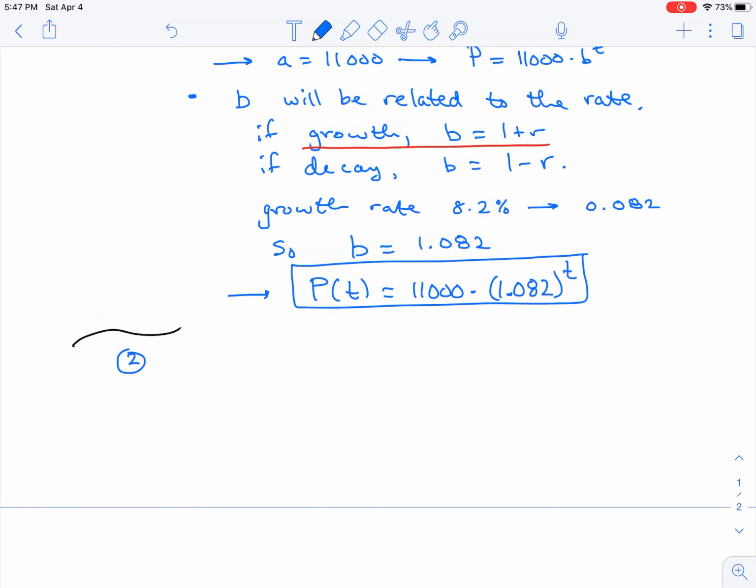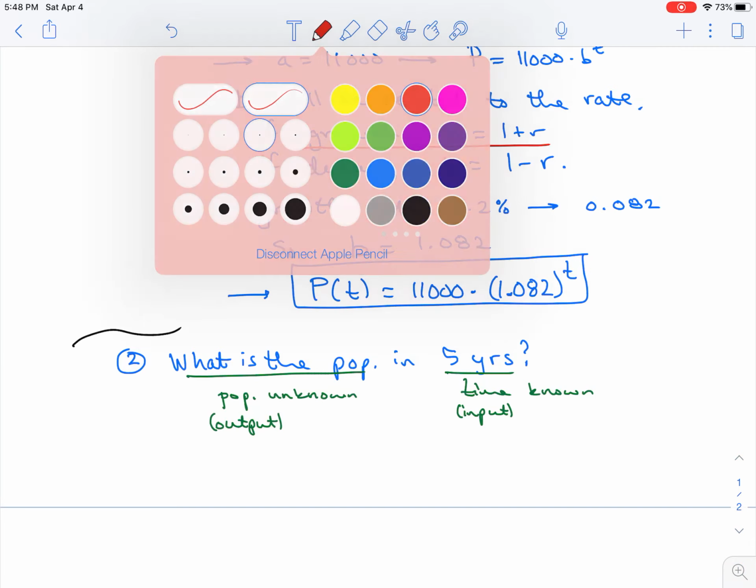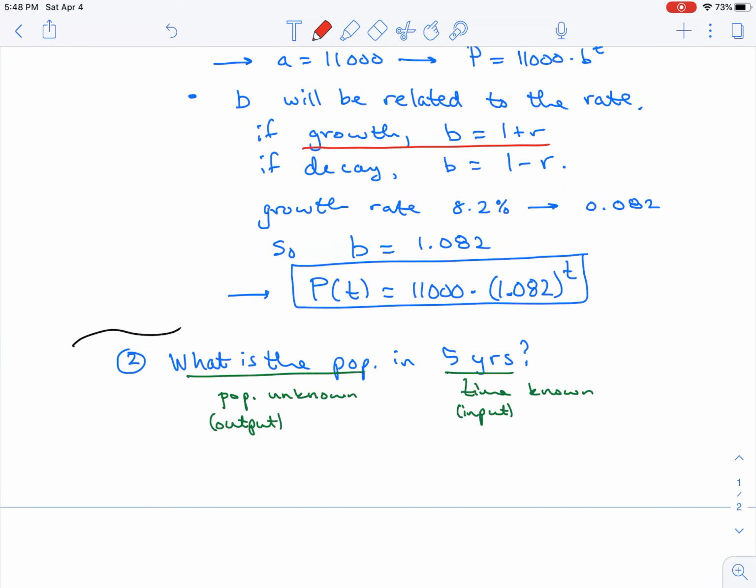In the second task, it basically is asking what is the population in 5 years. That's essentially the question. So we see here time is known, time is the input. What is the population? So population is unknown. Population is the output. And when you see that combination, input known, output unknown, this is evaluation.